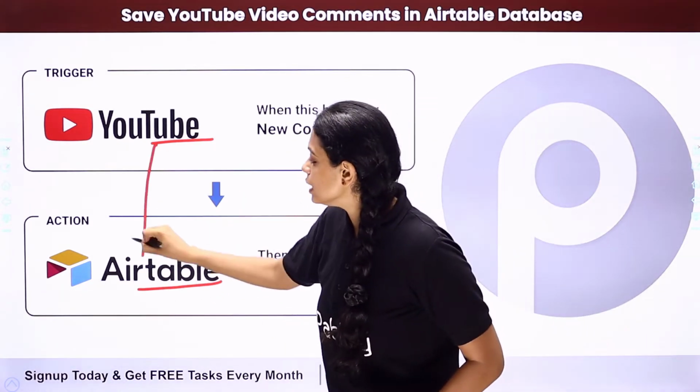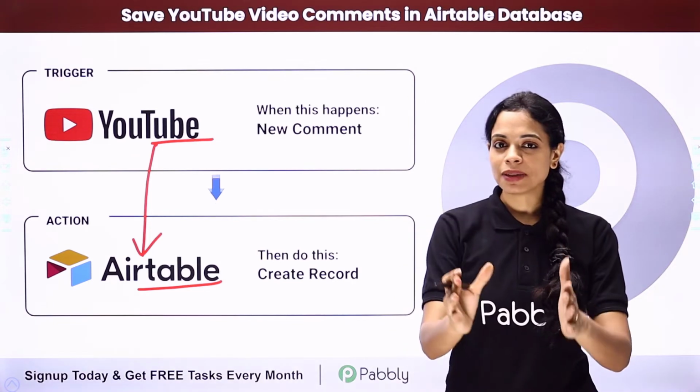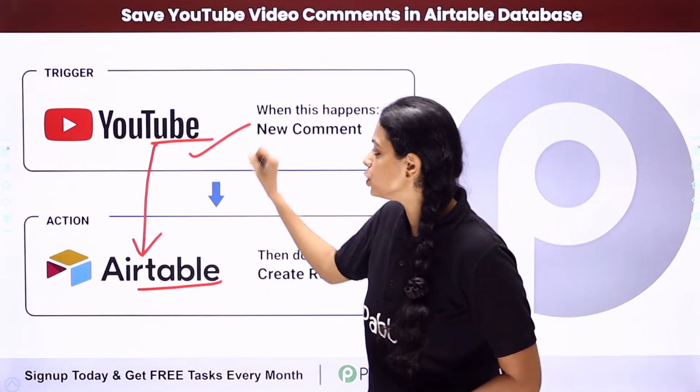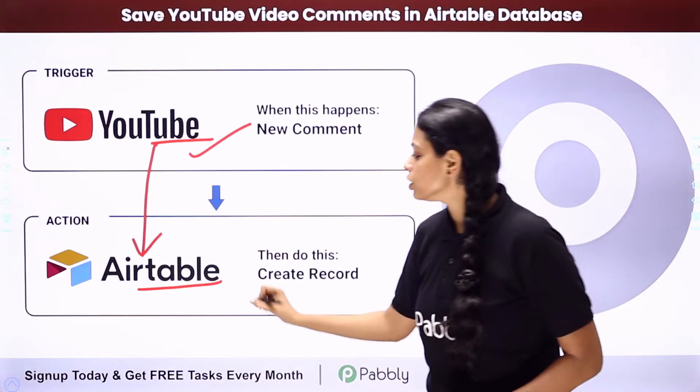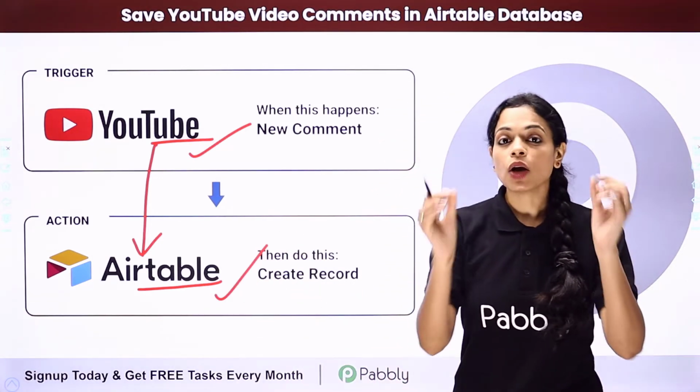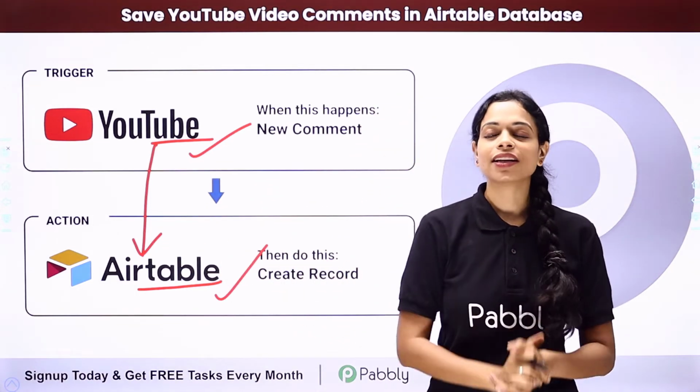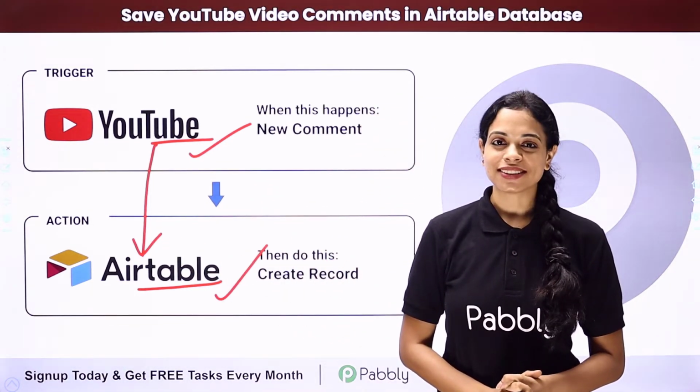Here, you will have to integrate these two applications, and the same can be done using Pabbly Connect software. Here, your trigger application would be YouTube and your action application would be Airtable. Now, how can you do this yourself, automate this entire process? To understand that, let me take you to my screen.